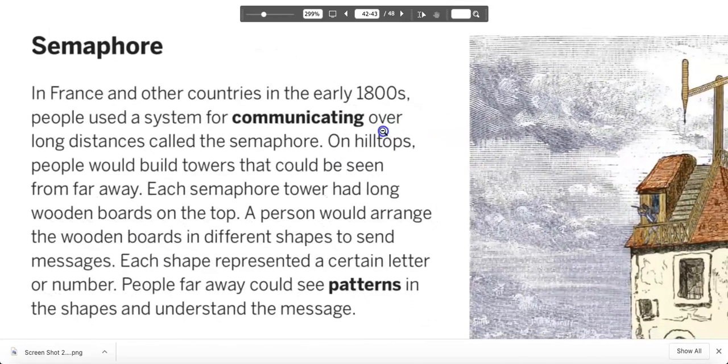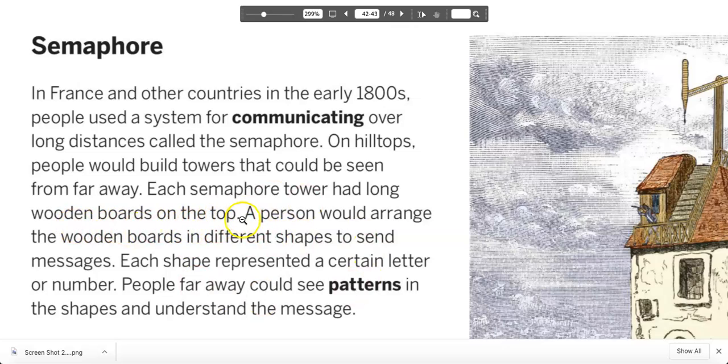And you're probably like, what's a semaphore? Well, we're going to learn what a semaphore is right now. In France and other countries in the early 1800s, people used a system for communicating over long distances called the semaphore. Notice this is a long time ago, you guys, so phones weren't existing at this time. On hilltops, people would build towers that could be seen from far away. Each semaphore tower had long wooden boards on the top.